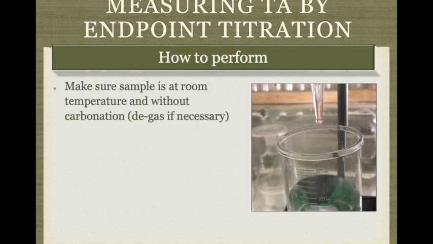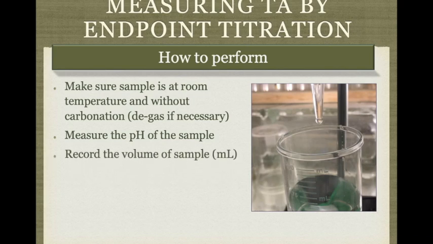So first, make sure your sample is at room temperature and does not have much carbonation in it. Remember, if it's carbonated, there will be some carbonic acid, which could affect your endpoint reading. So if necessary, you need to degas it. Either leave it out or just put it with the stir plate running for a little while until all of the CO2 comes out of the sample. Take a measurement of the pH. Record the volume of the sample in milliliters, so how much you are going to titrate into, because that's important for your formula.